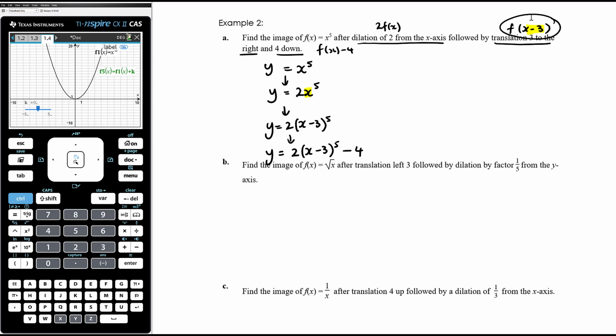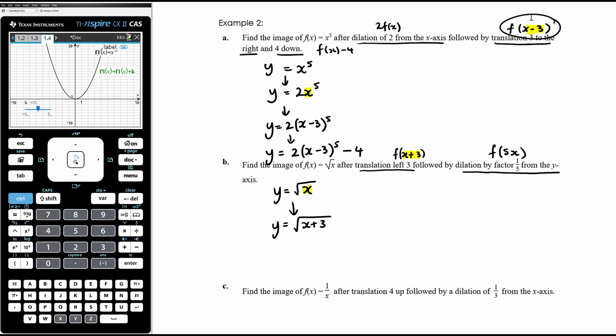Okay, B, find the image of f of x equals root x after translation left 3 followed by dilation by a factor of 1/5 from the y-axis. Okay, so translation left 3 is f of x plus 3. Dilation by a factor 1/5 from the y-axis is f of 5x. So we want to start with y equals root x. We then want to replace all the x values with x plus 3. So it's going to become y equals root x plus 3.